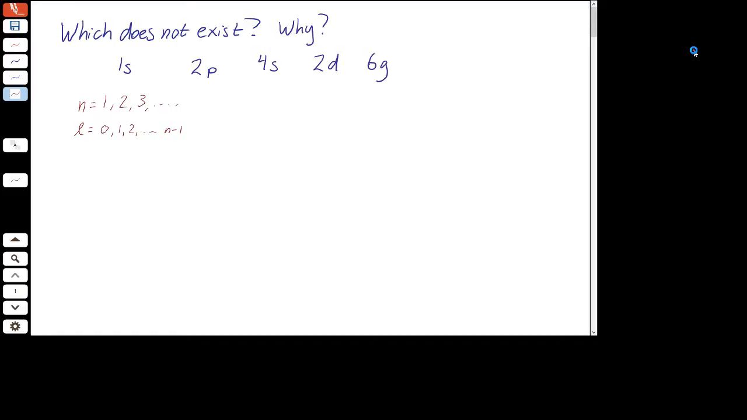So let's look, for instance, at the 6G. G orbitals are not really a thing that we talk about. As we'll see when we do electron configurations, in all of the elements we know, there's no element that has an electron in a G orbital in its ground state. But does that mean it can't exist? No. So let's think about what that would actually mean.